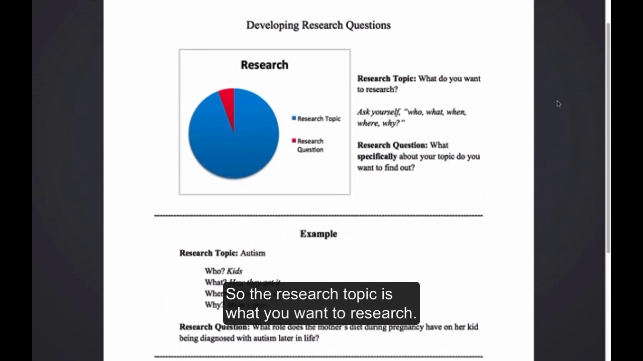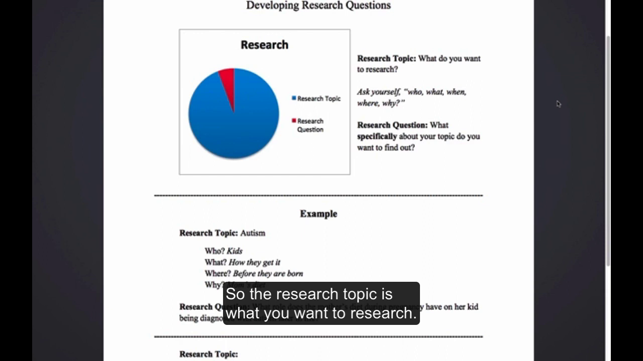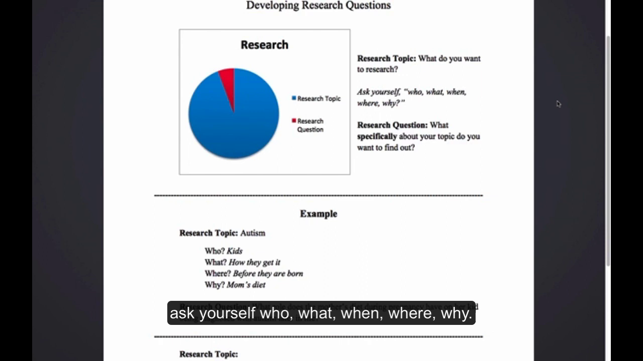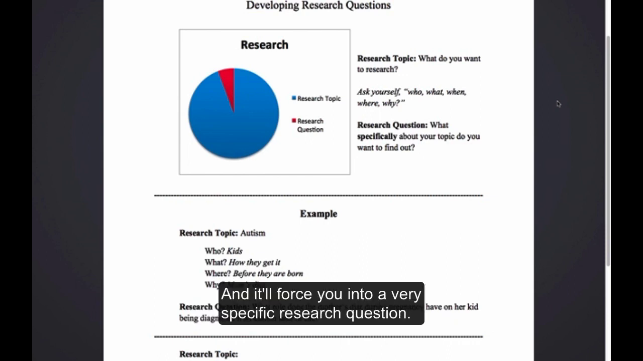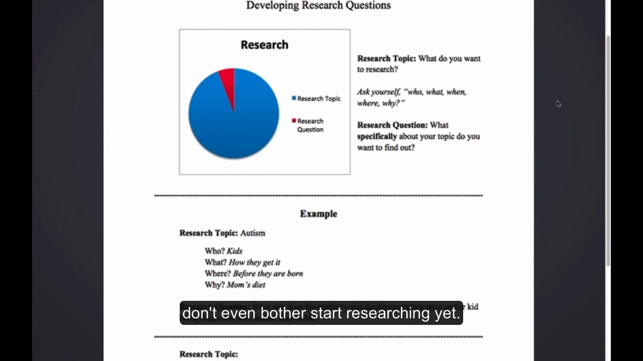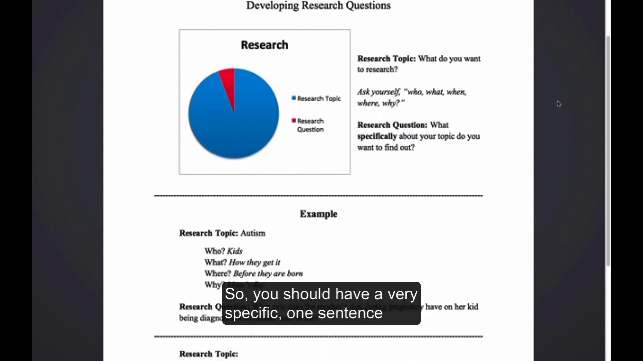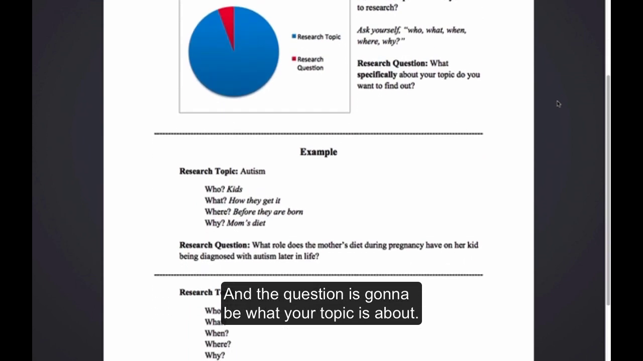So the research topic is what you want to research. And once you have a topic, no matter what it is, ask yourself who, what, when, where, why. That'll help you refine your thoughts, and it'll force you into a very specific research question. Unless you have a very specific research question, don't even bother starting to research yet. You're going to get lost, you're going to get overwhelmed, and you're going to get frustrated. So you should have a very specific one-sentence research question. And the question is going to be what your topic is about, specifically what you want to find out.